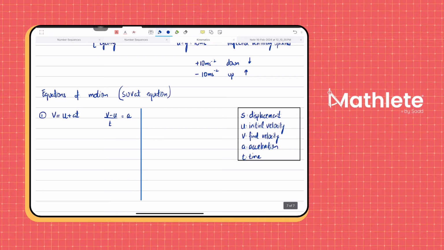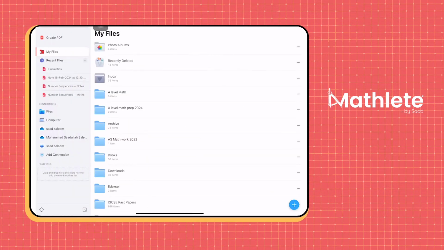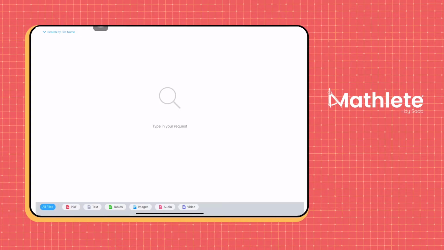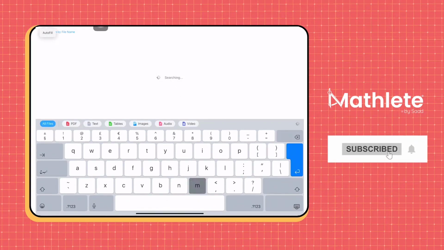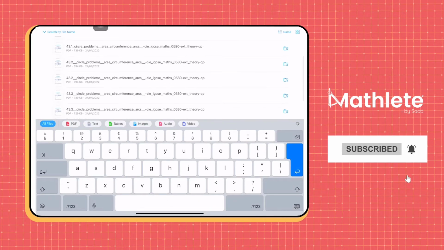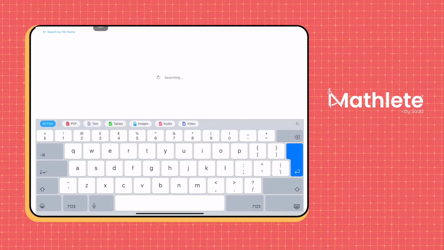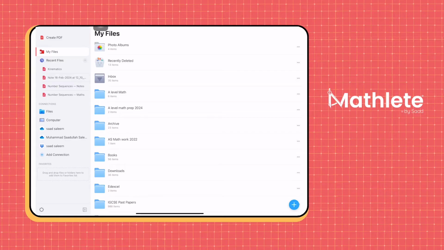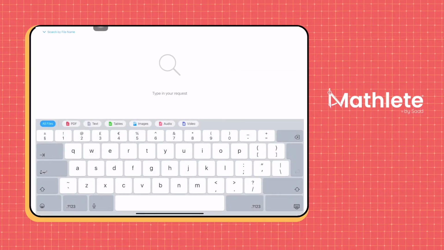No, the derivation is not in M1. You don't have to worry about the derivation. In fact, I don't know if I should tell you guys this right now, but you are actually given these equations, so you don't have to memorize these. You know the formula sheet that we have? In that, you are given all these equations.